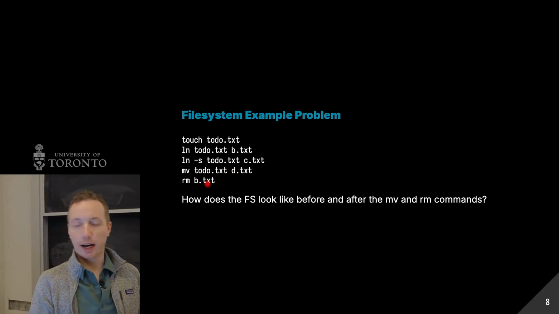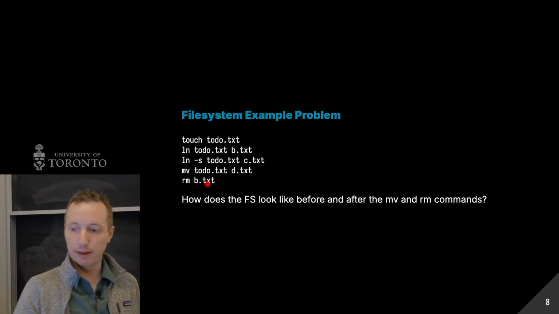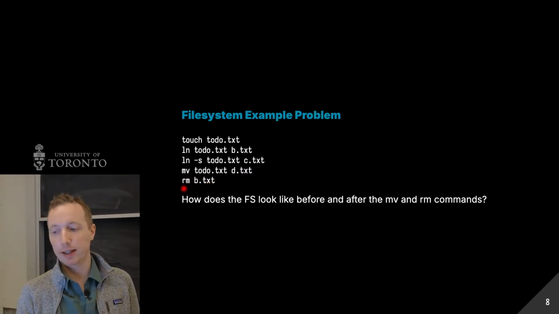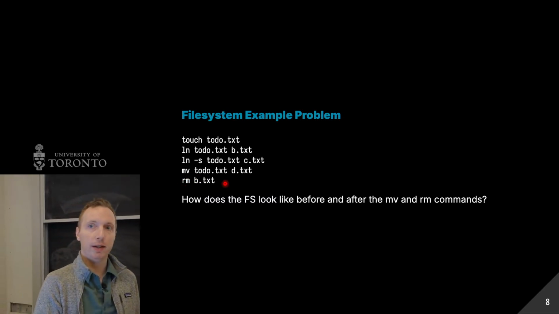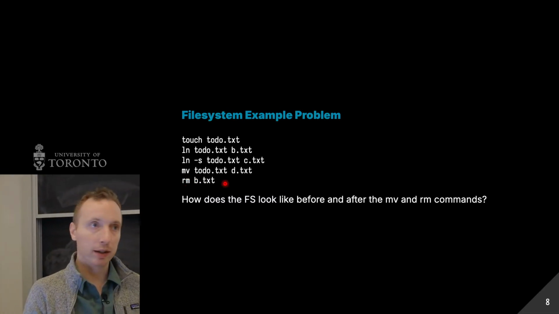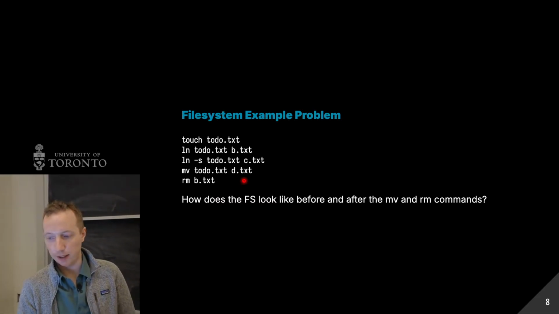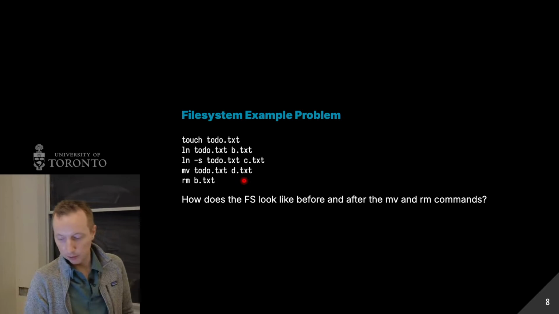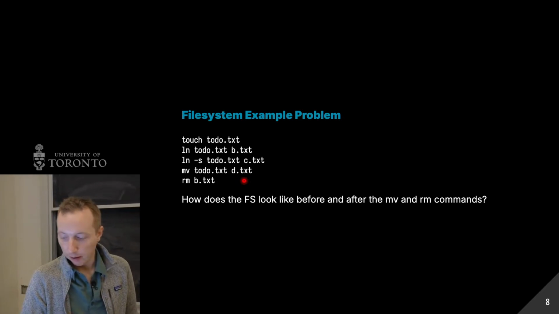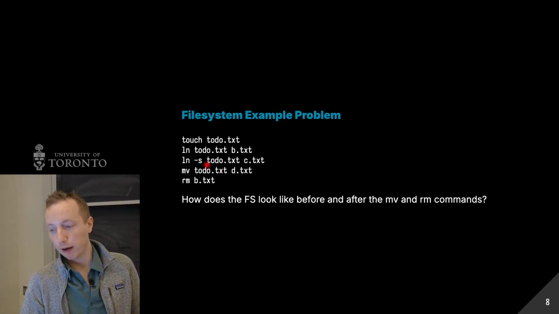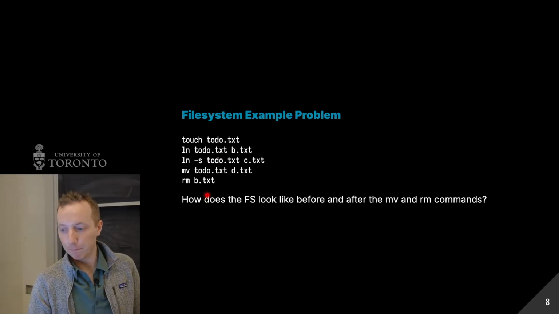But I could access it through b.txt. And if I remove b.txt, well, then there's only one thing pointing to that original inode, and that is d.txt. So we should be able to answer how the file system looks before and after the move and rm commands here.